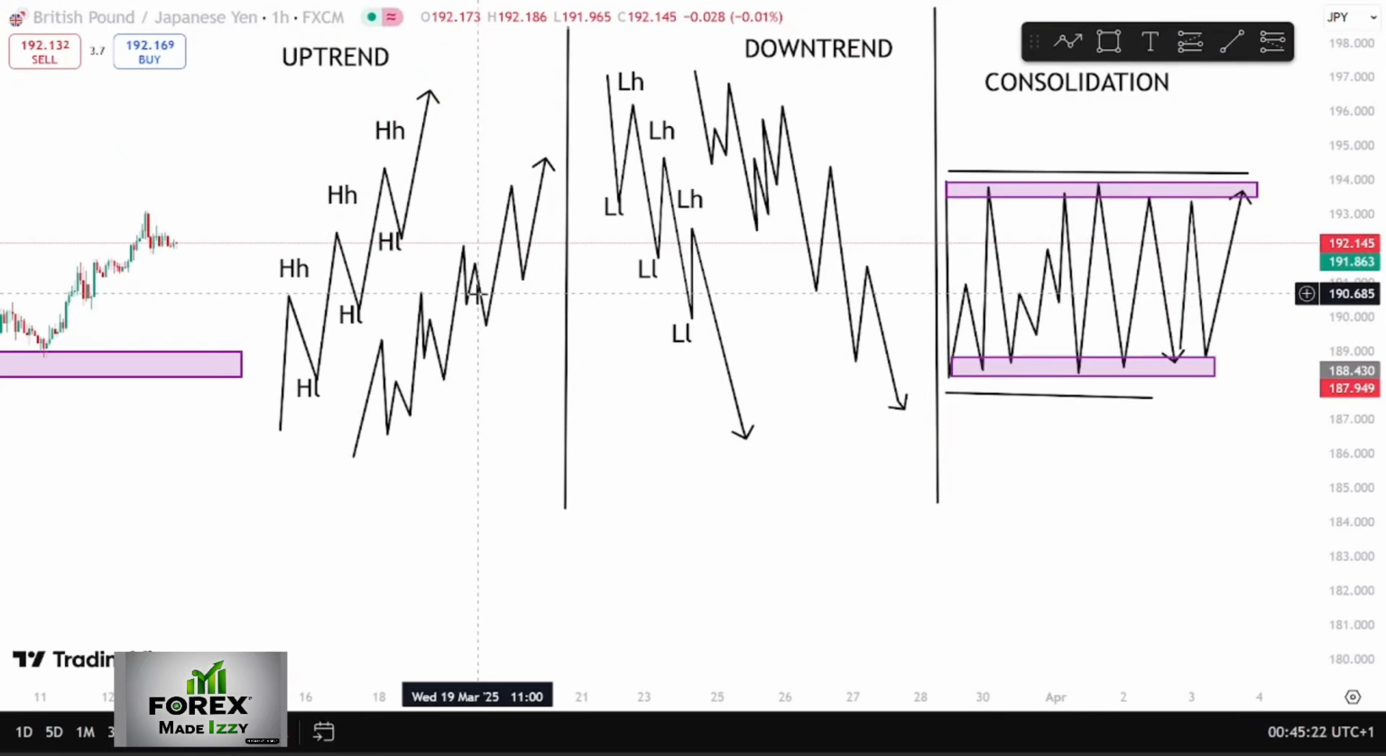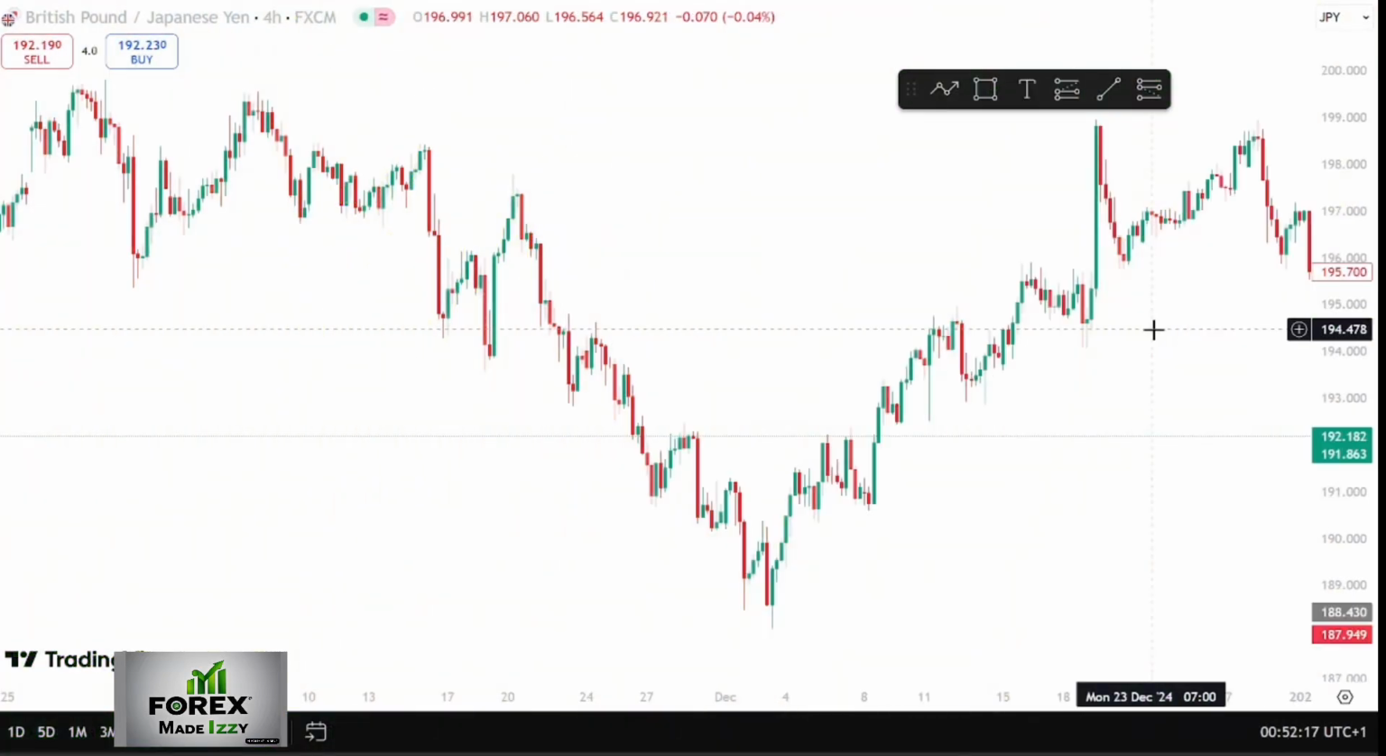So let's dive into the main chart. Let's try and identify all these things by ourselves and see how we'll be able to draw them and identify trends. So this is the Great Britain pound against the Japanese yen, the GBPJPY, and I'm on the 4 hour time frame on this chart.